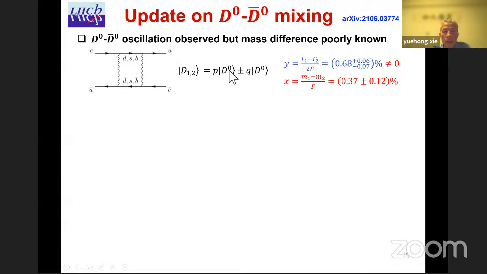Actually, not only neutral B mesons can mix, neutral charm mesons can also mix. D0 D0 bar oscillation has already been observed by LHCb in D0 to K pi in 2013. However, the mass difference parameter x has not been very well determined. Actually, we don't know whether there is a non-zero mass difference or not.